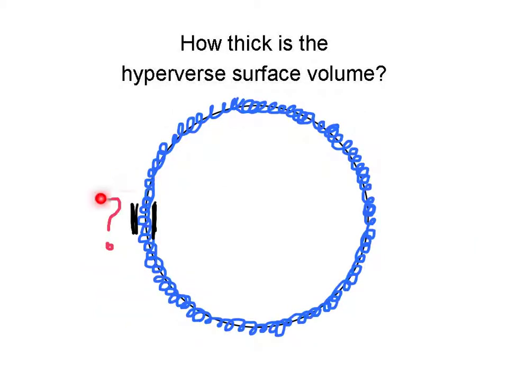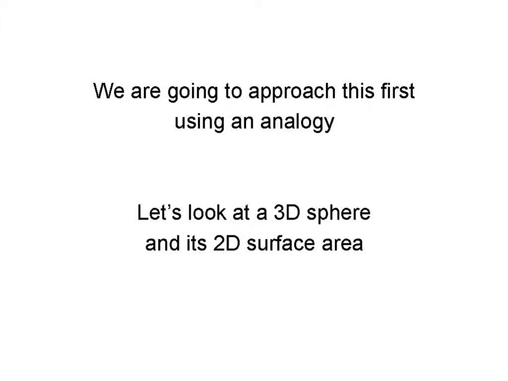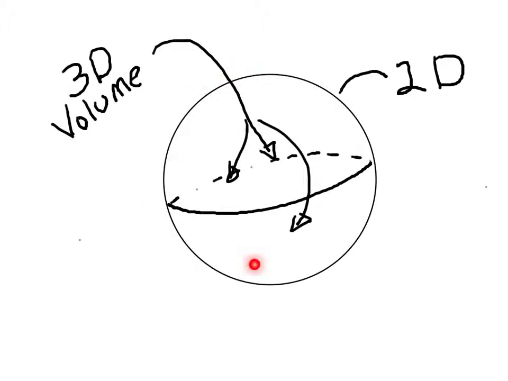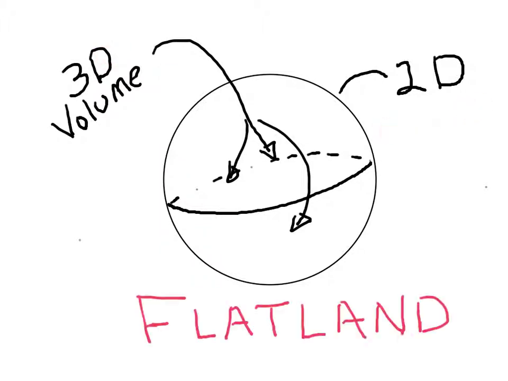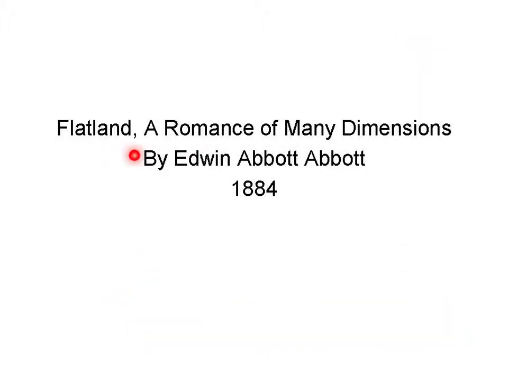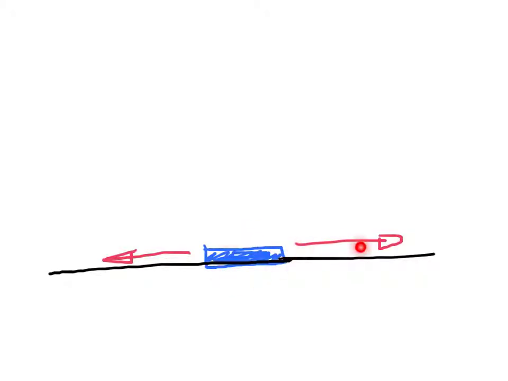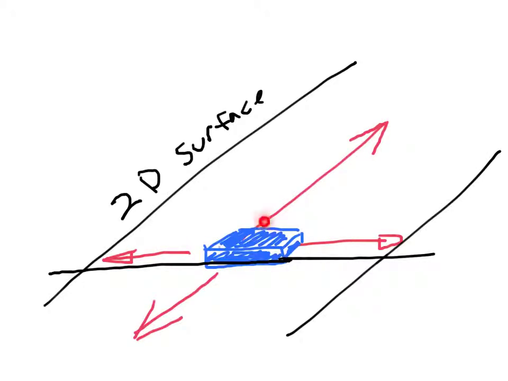So how thick is the hyperverse surface volume? We're going to approach this first using an analogy. Let's look at a 3D sphere and its 2D surface area. As shown here, a three-dimensional volume has a two-dimensional surface area. The two-dimensional surface area could be viewed as being flatland. This analogy of flatland is based on Edwin Abbott's 1884 book titled Flatland. A flatlander can see to his sides and front and back.